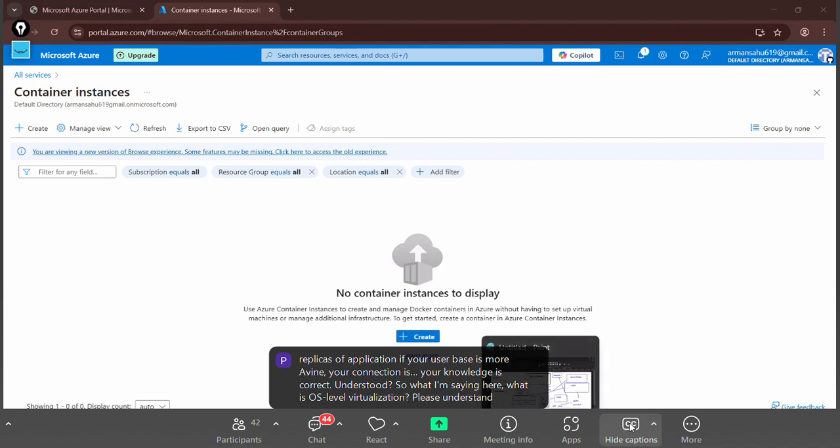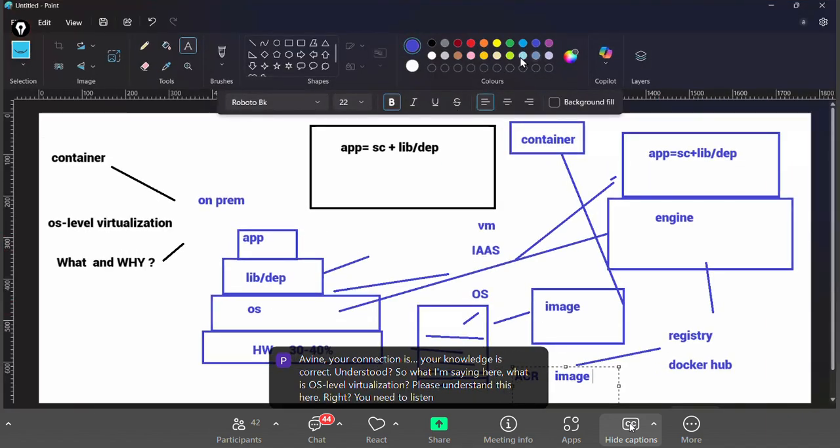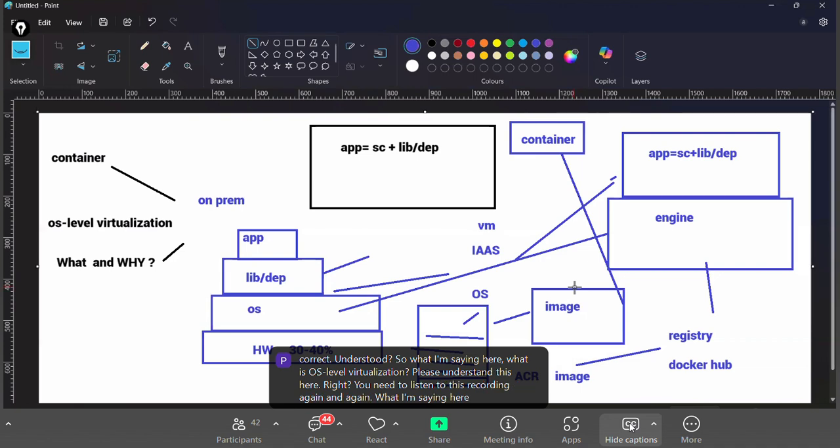So what is OS level virtualization? Please understand this here, right? You need to listen to this recording again and again. Virtualization is of two types, right? Hardware level, because for virtualization there will be another 4 or 5 sessions. Virtualization is not in the syllabus.